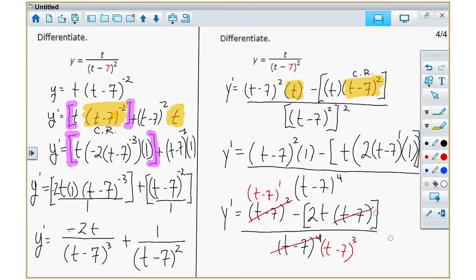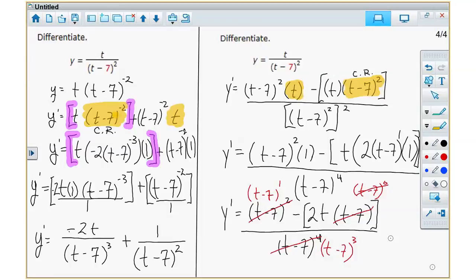What did you just do? Take this one out, and that'll give us t minus 7 to the 0 power, which is 1. All 3 of them are in common. That's where my 3 comes from. I don't get how you did that though. They're all in common, so I can take them out.